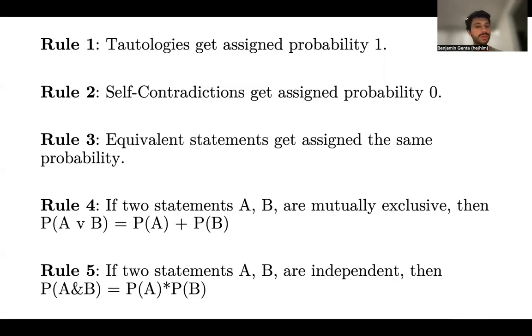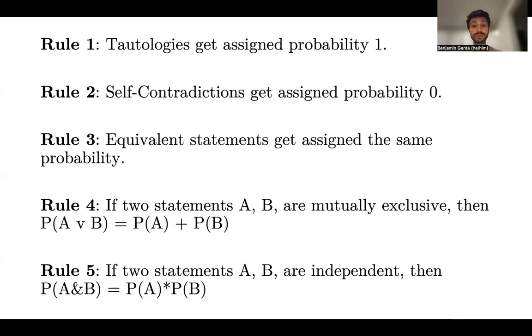Seems pretty reasonable. The fourth rule states that if 2 statements A and B are mutually exclusive, then the probability of A or B is equal to the probability of A plus the probability of B. So remember that if we have the sample space, the omega, and we have A over here and B over here, and they don't intersect, that means they're mutually exclusive. Remember, mutually exclusive means that they can't both be true at the same time. And the probability of A happening or B happening is the same as the probability of A happening plus the probability of B happening.